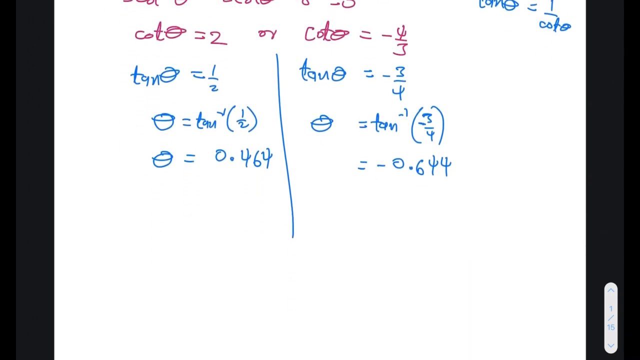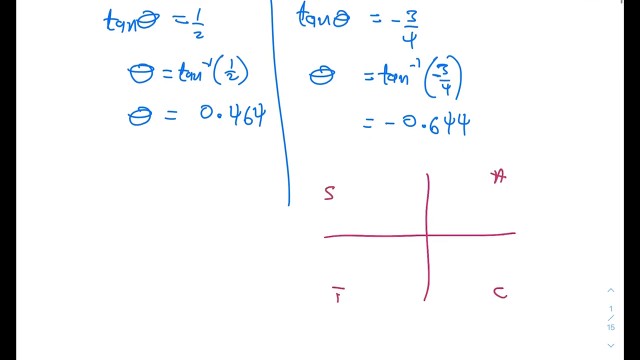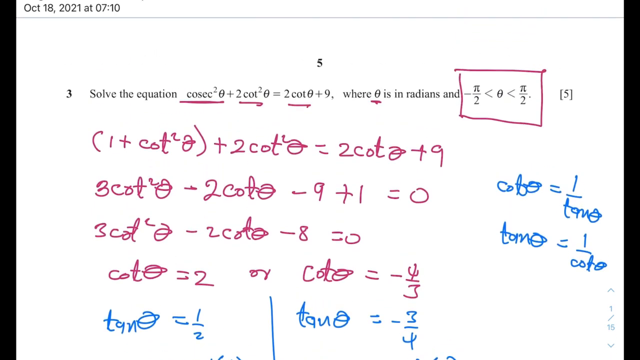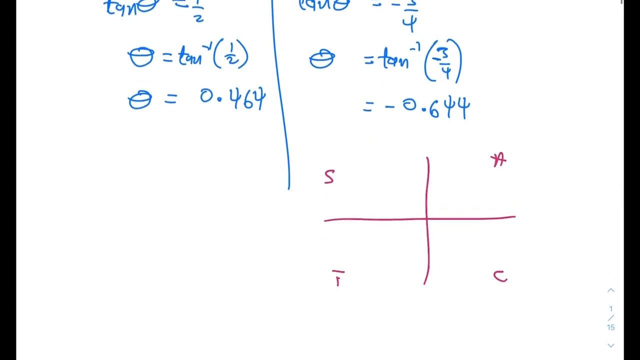What I normally do is to draw this plus sign and call it CAST. What CAST seeks to mean is that here cos is positive, here all trig ratios are positive, here sine is positive, here tan is positive. Remember that they said I should work from negative pi on 2 to pi on 2. This is your zero line. So this is pi on 2. Moving in this direction is positive, and moving in that direction is negative. So this is negative pi on 2.